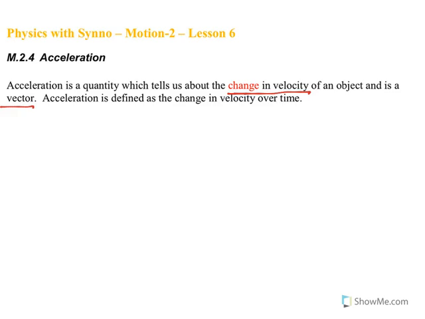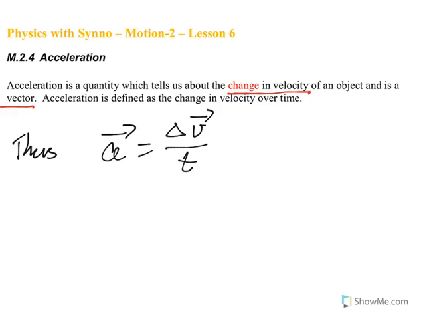In your space there, you should say thus acceleration would be the change in velocity over the time that it takes for that change. So your final velocity minus your initial velocity. Here is where subtracting vectors comes in, over the time.